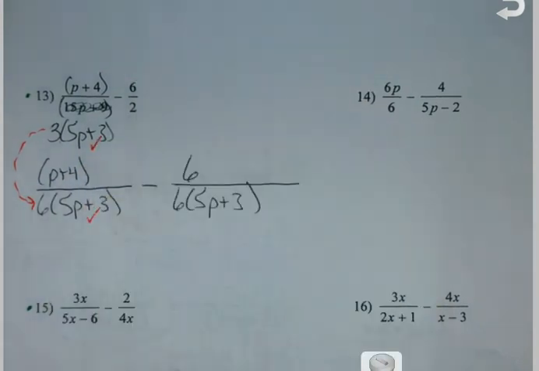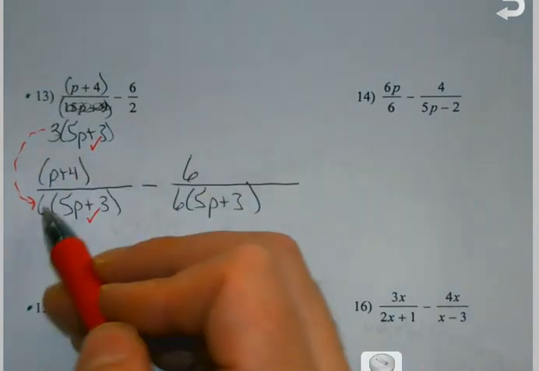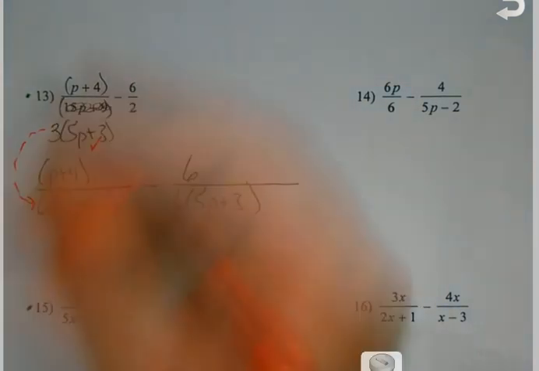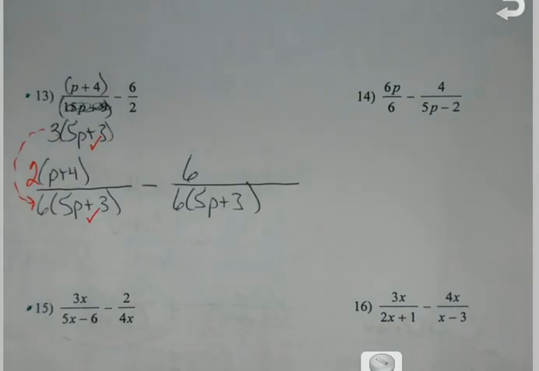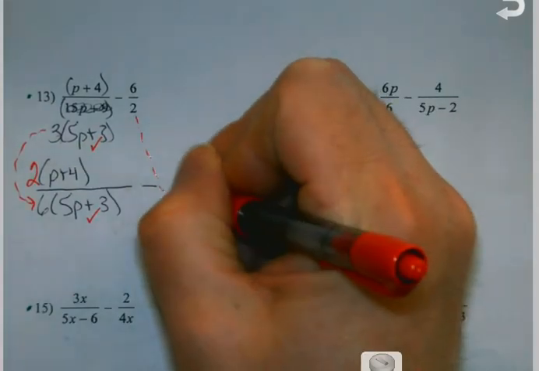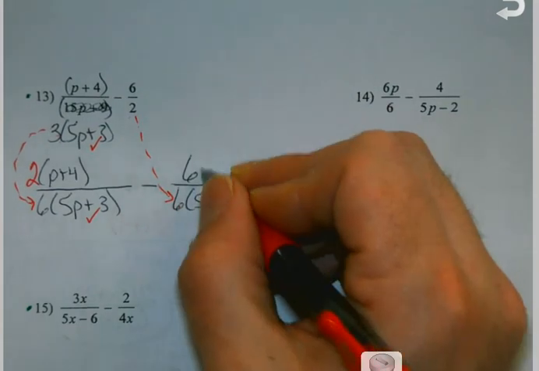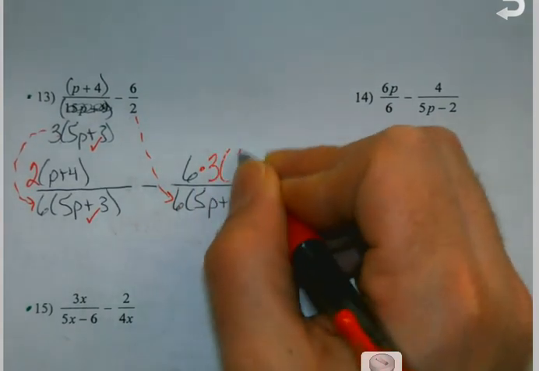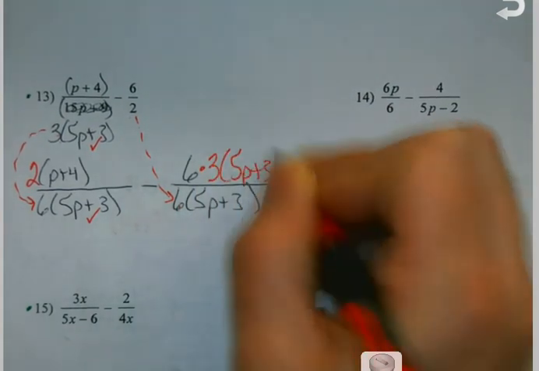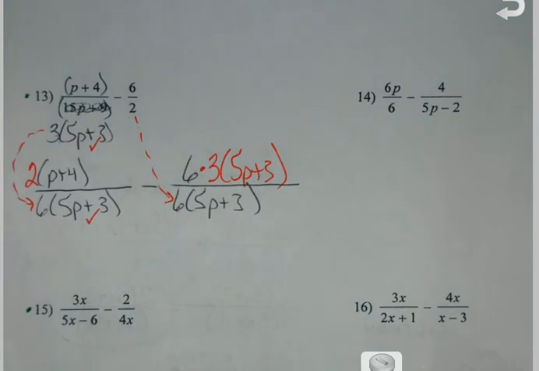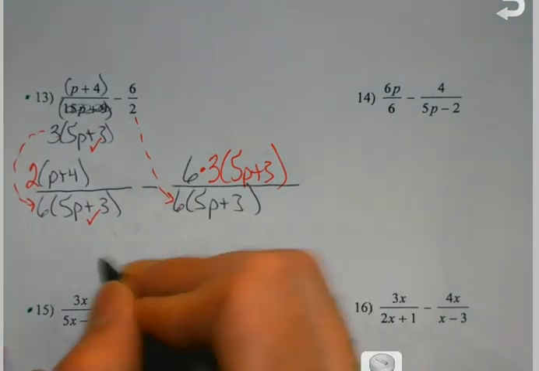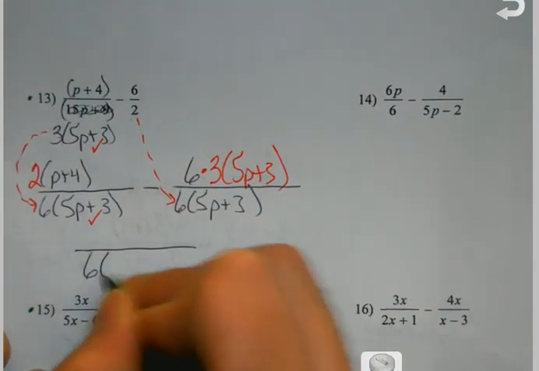Got the 5p plus 3. What do I have to times 3 by to get to 6? 2, okay. Let's divide it by 2. Over here, life's a little more complex. 2 times what to get to 6? That'd be 3. And I didn't check off the 5p plus 3, so I got to get that multiplied in there. And again, we're going to be doing some side work with this.